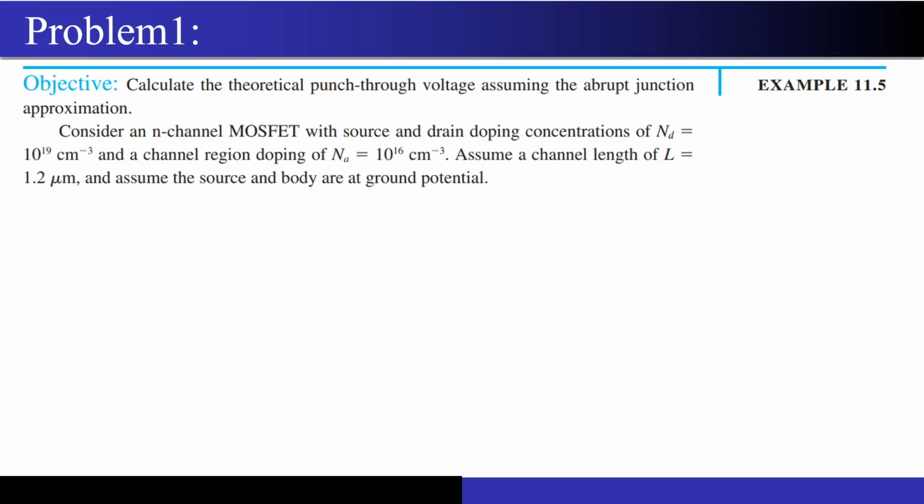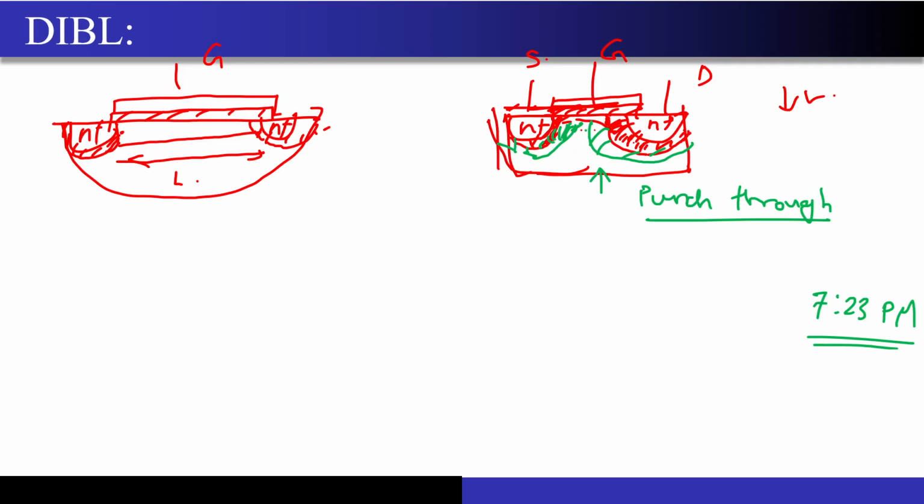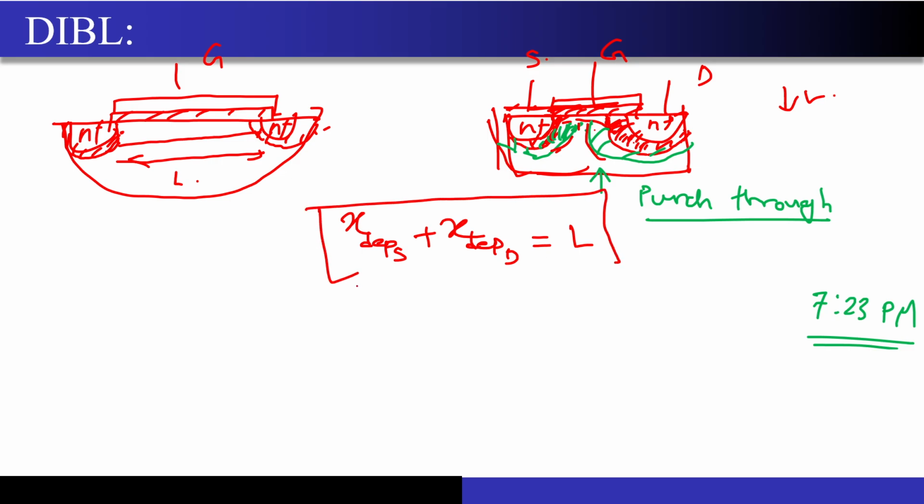Okay, so now what we'll do, we will just solve one quick numerical based on the punch through and the DIBL concept that we have seen, right? So the punch through, the way that I have explained it to you, is when these two depletion regions touch each other, and this condition we call a punch through, right? So what does this mean? X depletion width on the source side plus X depletion width on the drain side should completely cover this channel length, right? So this was the condition for the punch through voltage.